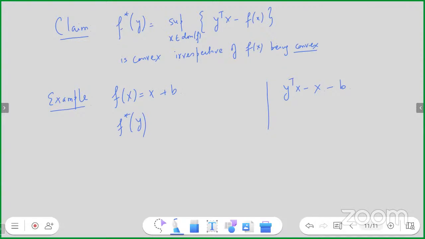What about y equal to 1? And then it's fine. Is there any other value for which it is bounded? You have to cancel this out. Either it goes to minus infinity or plus infinity. So for y equal to 1, this will be exactly minus b. So f star at y equal to 1 is exactly equal to minus b, where the domain of f star is the singleton point 1.